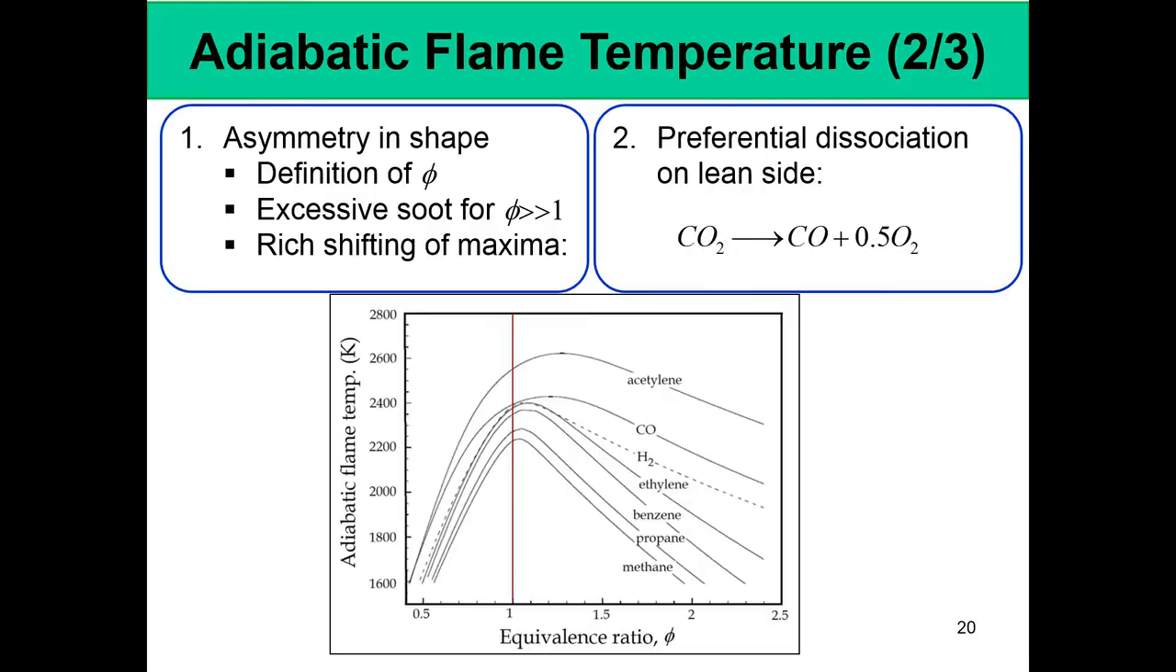Now, finally, you see that there is an asymmetry in shape also. The adiabatic flame temperature on this side is much smoother, whereas this side is much steeper, right. Now, that has to do with the definition of equivalence ratio, and if you define the normalized equivalence ratio, you will find that this is reasonably more symmetric.